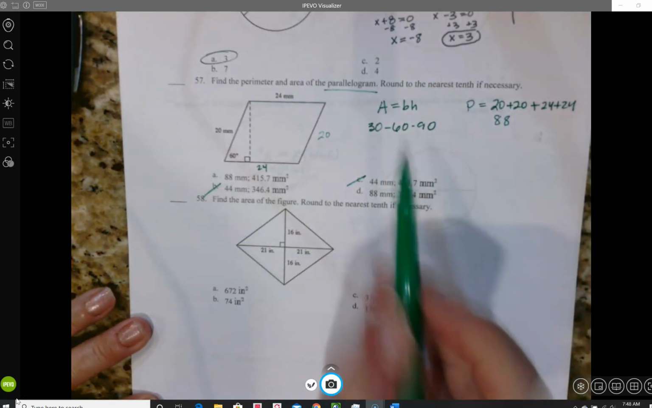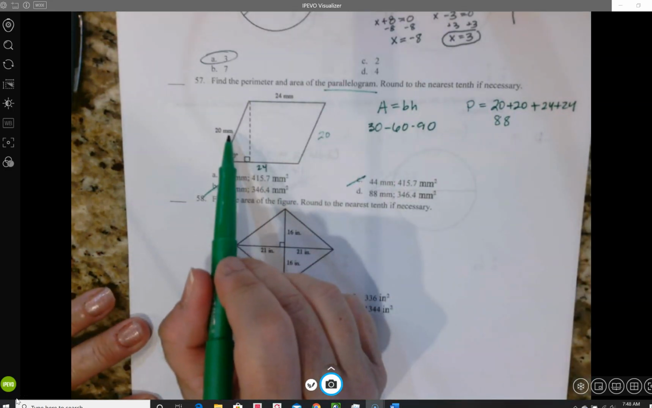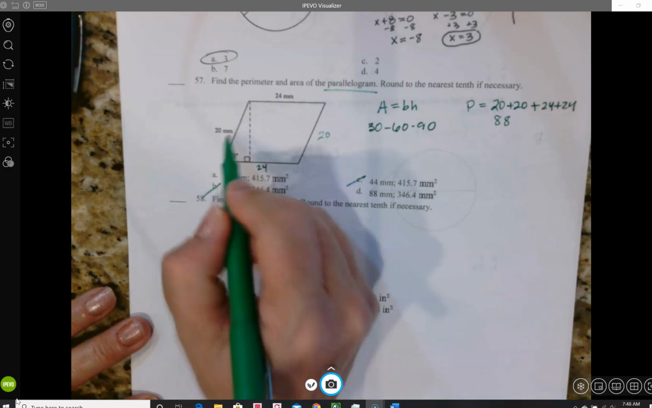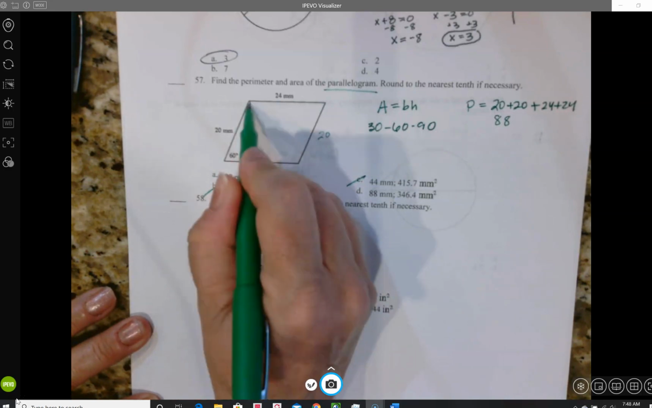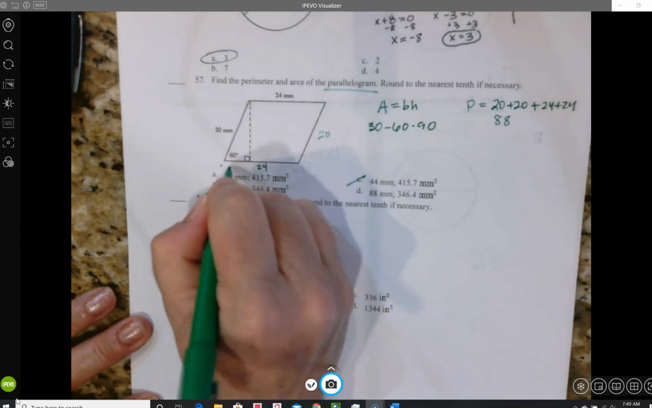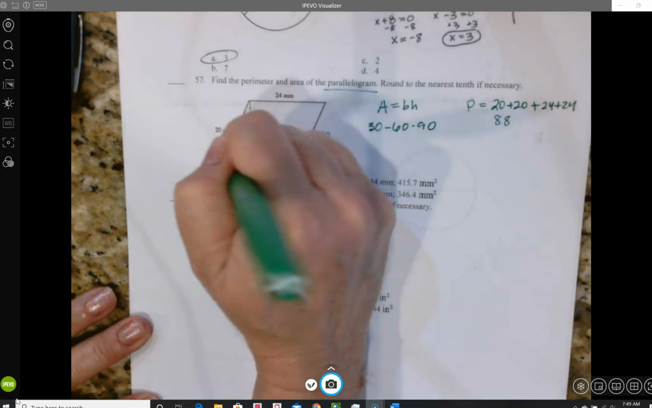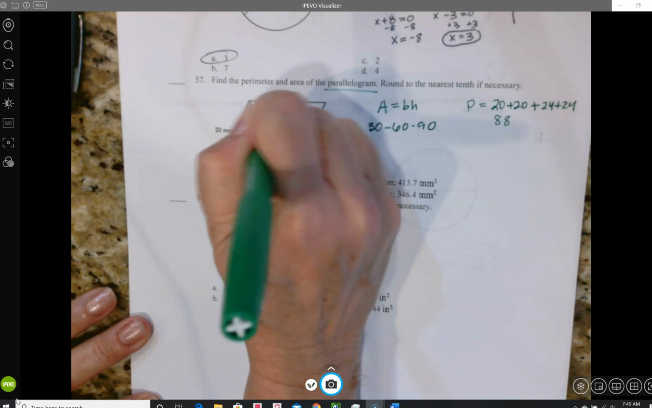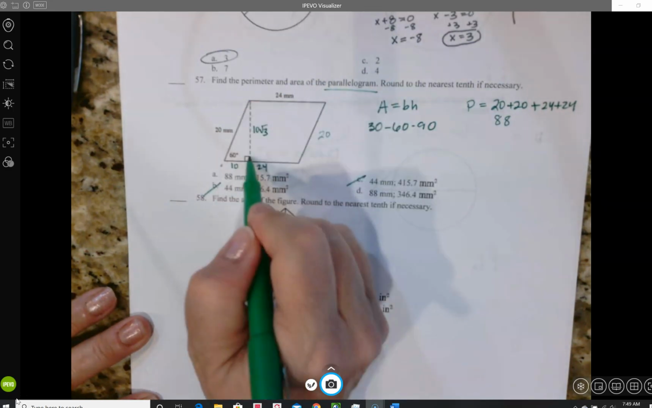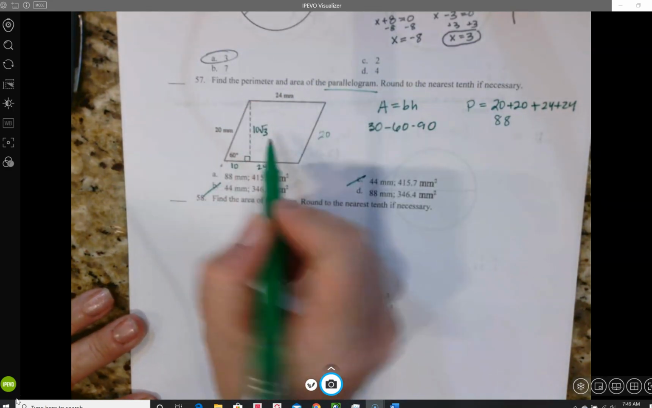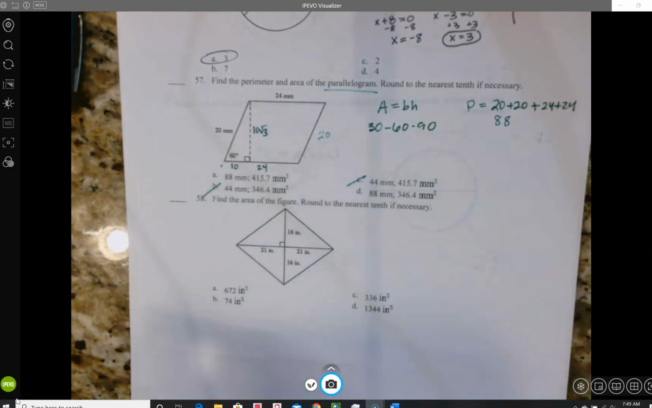So the rule of a 30, 60, 90 triangle is that the hypotenuse, if you take half of that, you can find out what the short side of the 30, 60, 90 is. Then if you take that short side times radical 3, you can find out what the long side is. So 10 radical 3 is the height of this triangle.